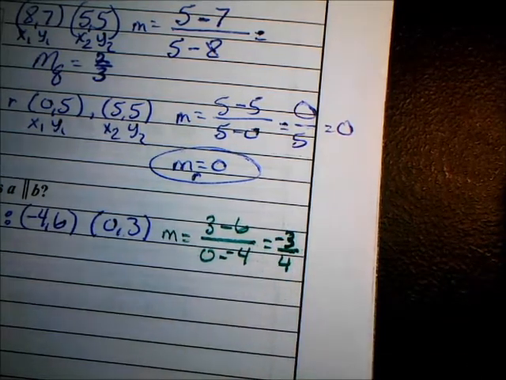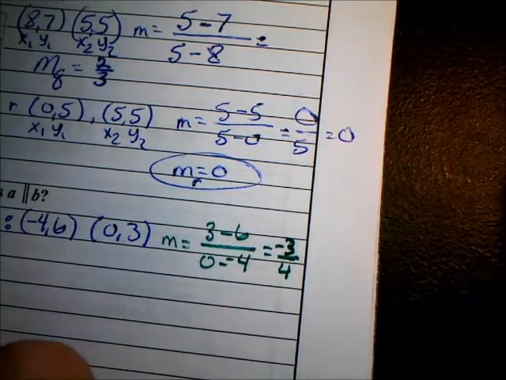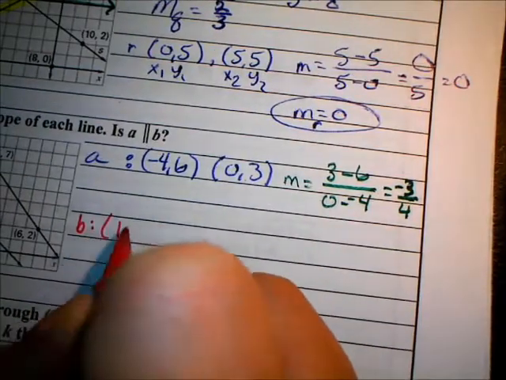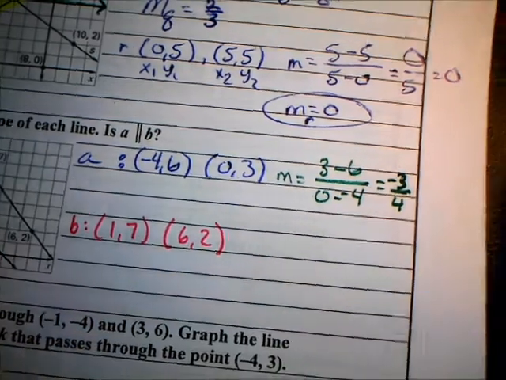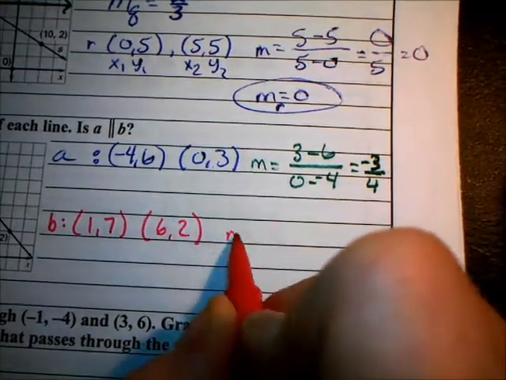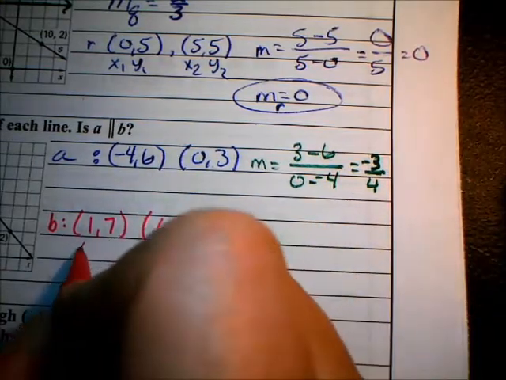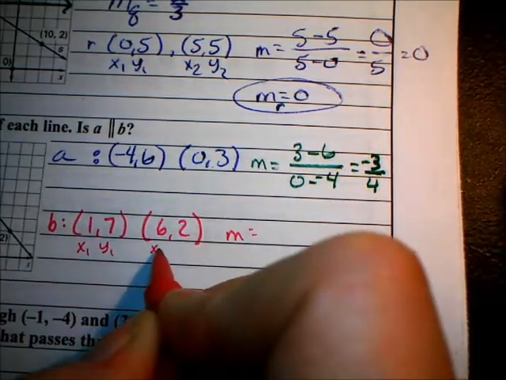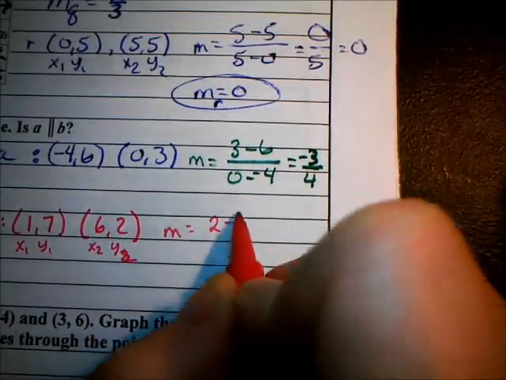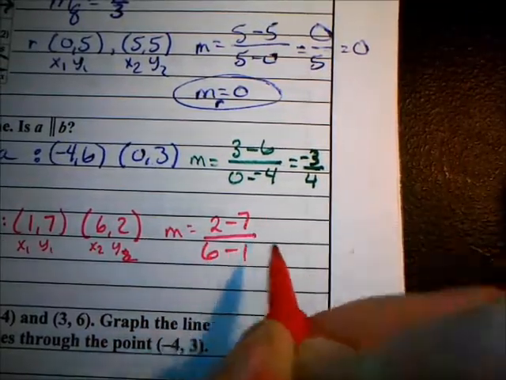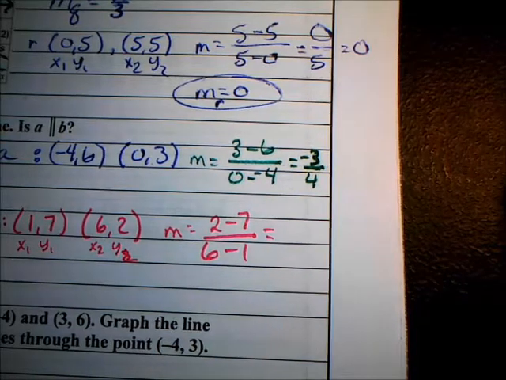And then if I want to do the next line, B. Okay, B has 2 points of 1, 7 and 6, 2. I'll plug it into the formula again, just so you remember. I'll write my coding down. That'll be 2 minus 7 over 6 minus 1, and I'll type that in my calculator.